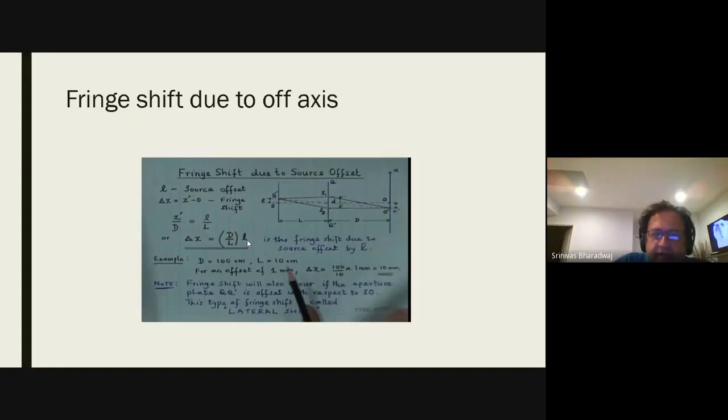So delta X by L will equal D by L, right? So that should also be pretty obvious, just an offset. So ratio, similar triangles ratio, right? So now fringe shift will also occur. The aperture plates QQ prime is offset with respect to SO. So this type of fringe shift is called lateral shift.